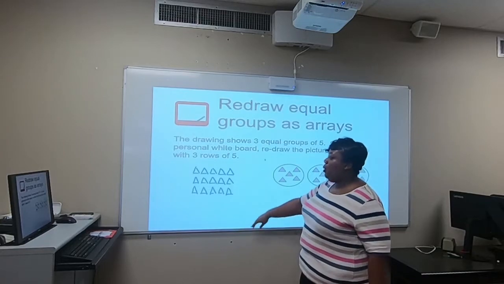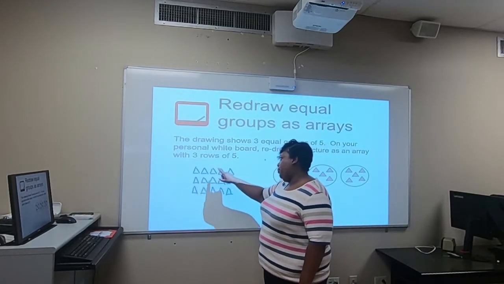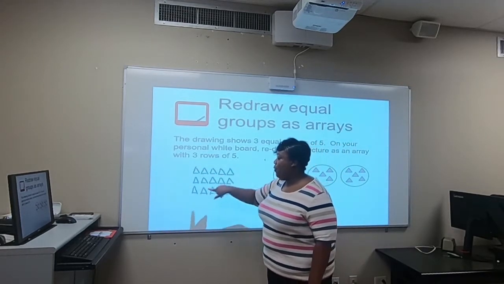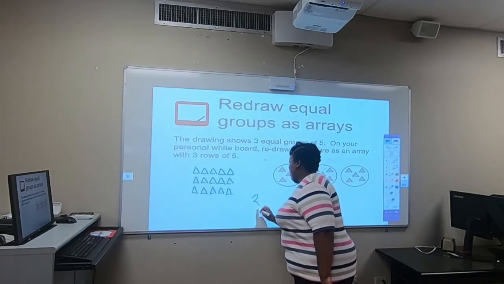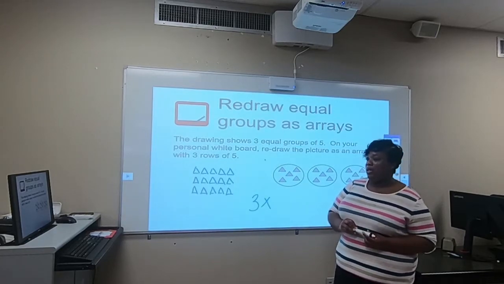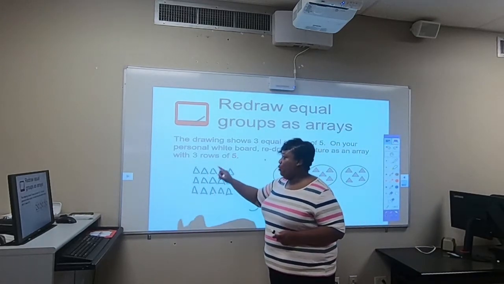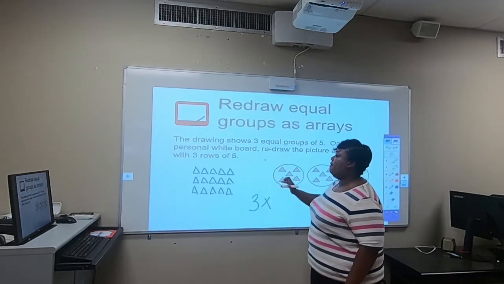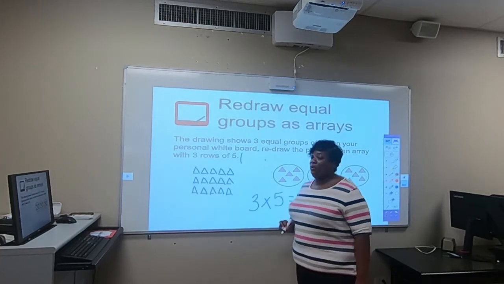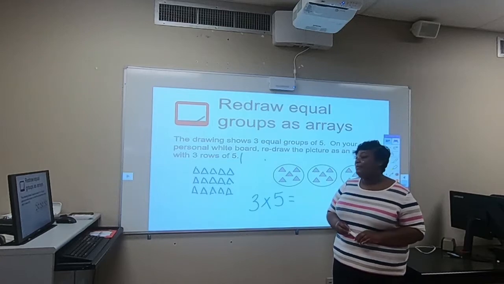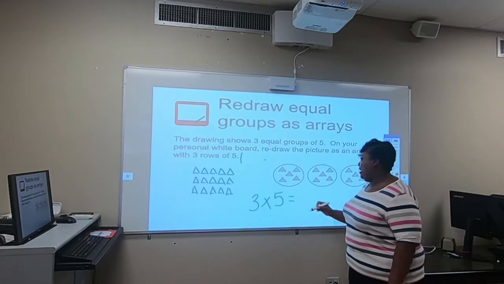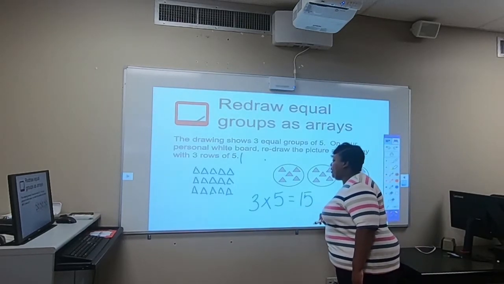And remember how I told you, we don't count the groups like this. We don't say 1, 2, 3, 4, 5. We count the whole thing. We say 1, 2, 3. So the number of groups is 3 times the size of the group. What did I tell you the size of the group was? It's how many are in each group. So there are 5 triangles in each row. So it's 3 times 5 equals what? Let's just count by 5s to get it, okay? 5, 10, 15. 3 times 5 is 15. So there are 15 total triangles.